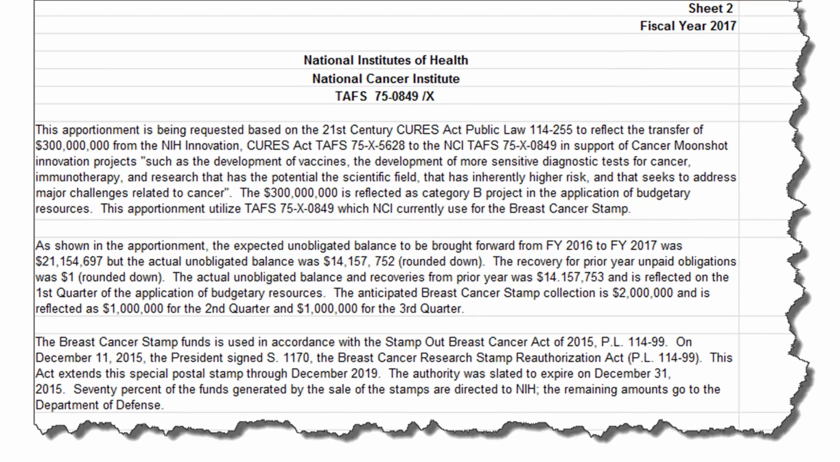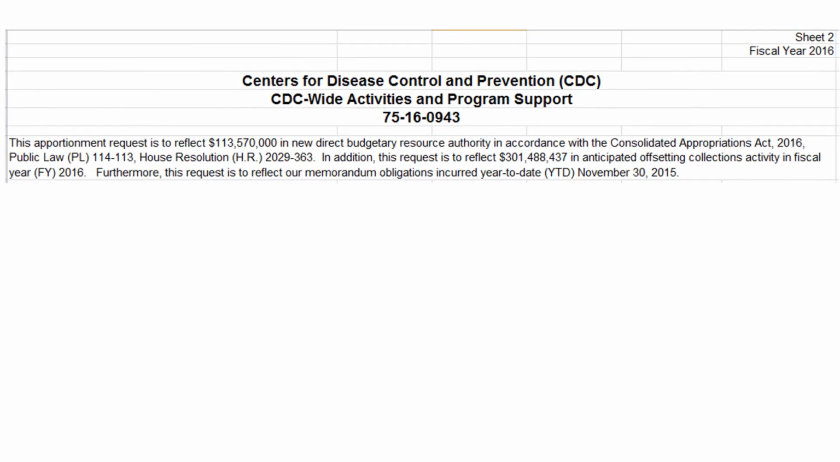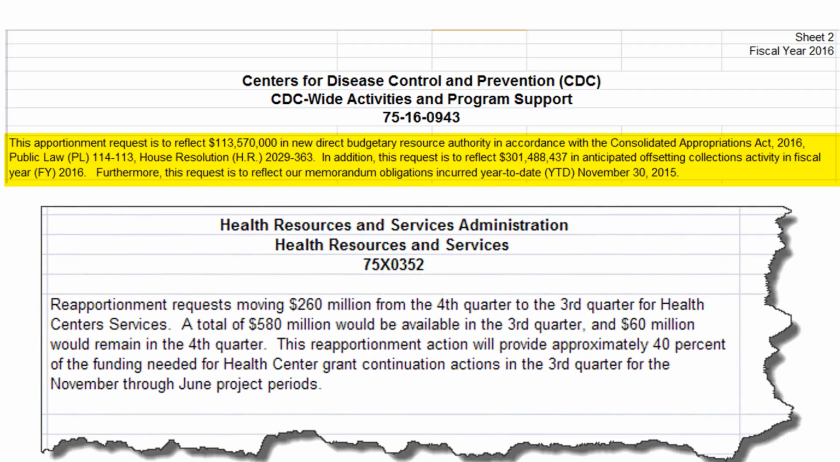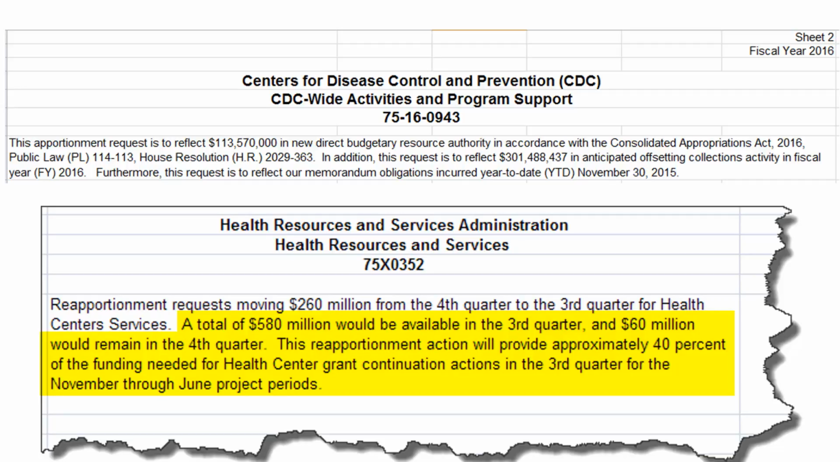This example from NIH provides lots of good information about the request. The public law authorizing the transfer of funds to the account from the Cures Special Fund, an explanation of the change in unobligated balances and recoveries, and authorizing information about the breast cancer stamp collections that are also included in the request. In this CDC example, notice it tells us why the apportionment was sent to request new budget authority and reflect anticipated offsetting collections, as well as update the memorandum obligations column. In this example of a HRSA reapportionment, it explains that funds are being moved from the fourth quarter to the third quarter for health center grant continuation actions.